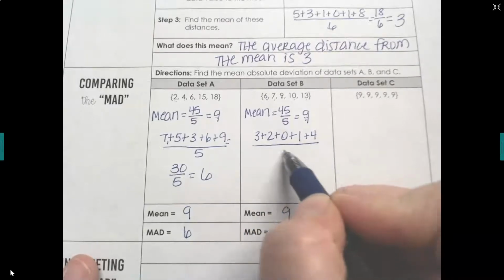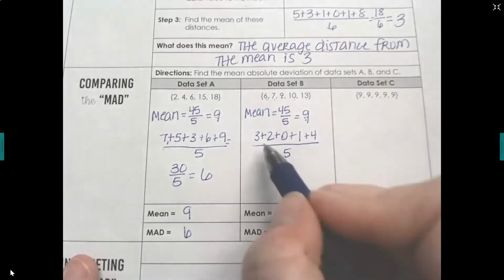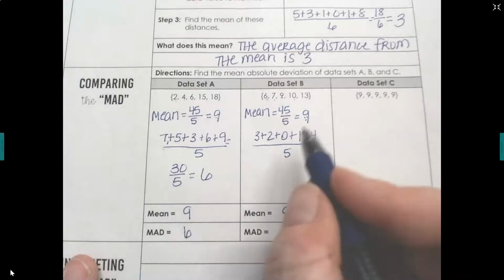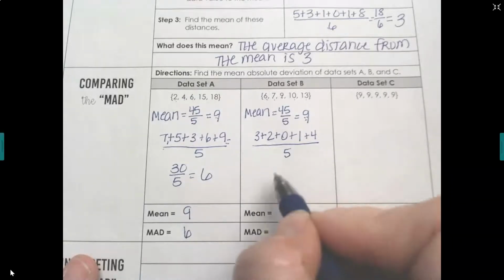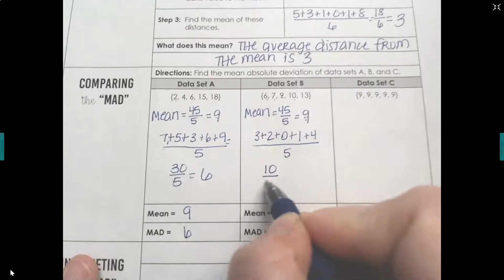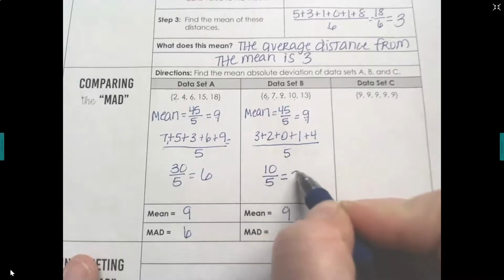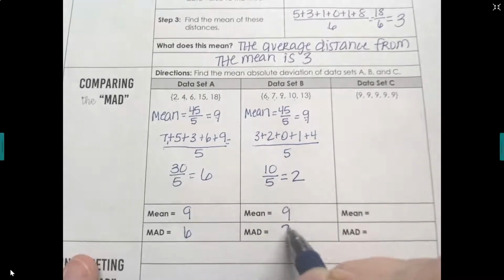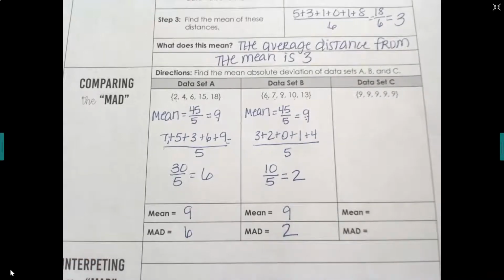So you would want to add those up and find the average of those. We got 3 plus 2 plus 0 plus 1 plus 4 is 10, divided by 5 is 2. So they have a mean absolute deviation of 2. The average distance from the mean is 2.